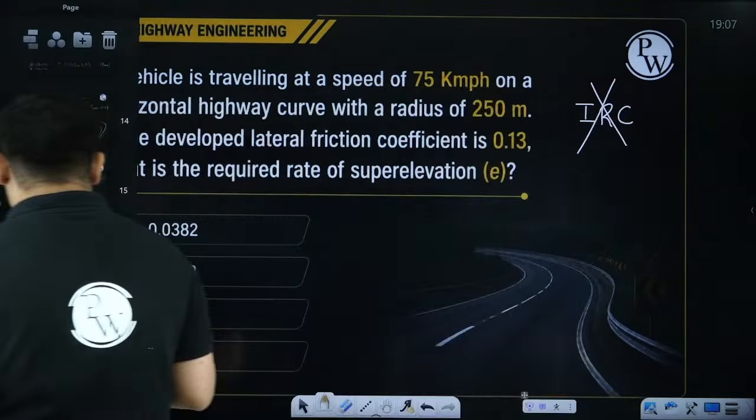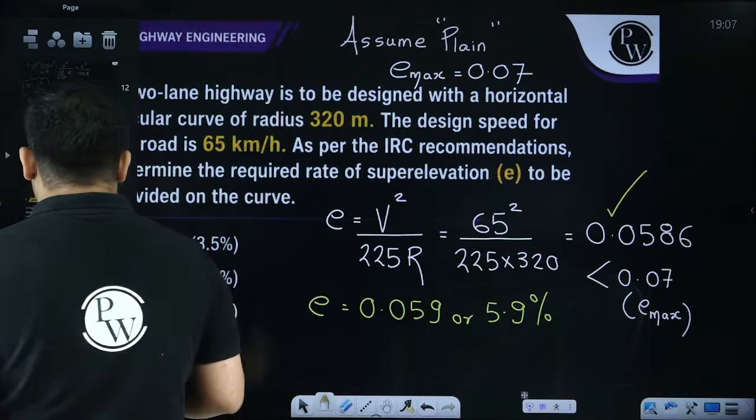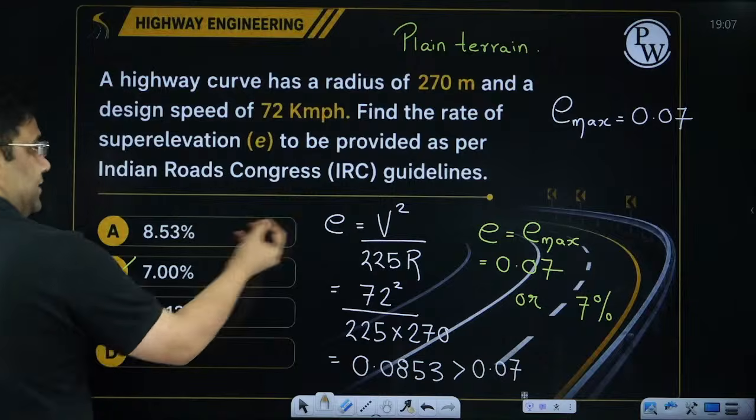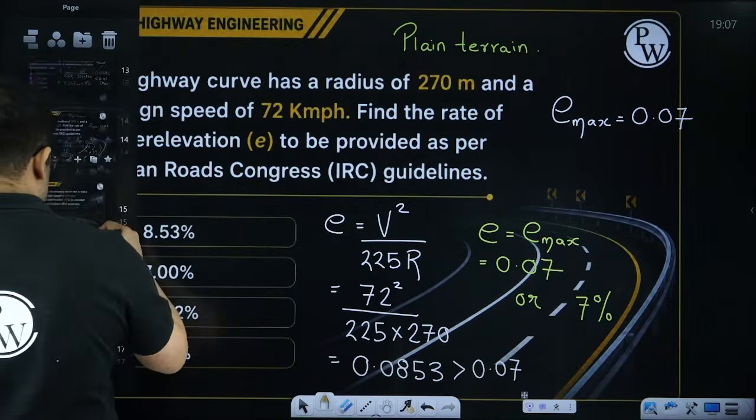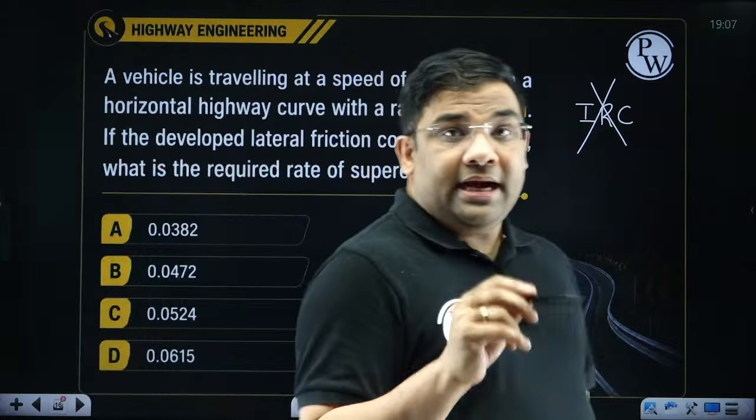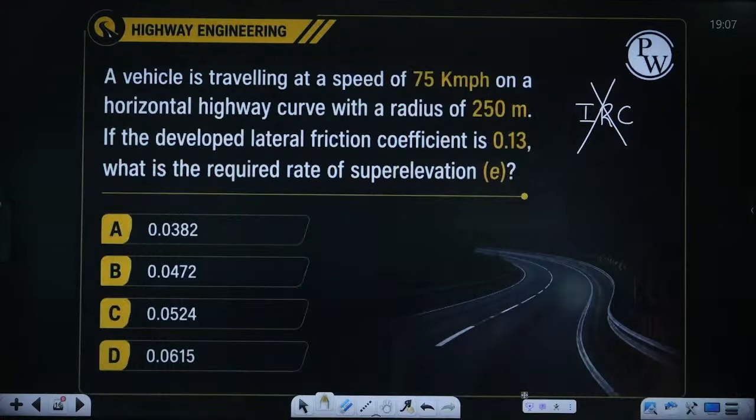You see, the previous two questions mentioned IRC, right? "As per IRC recommendations." Here it was mentioned IRC. But here it is not as per IRC. First thing, it is not as per IRC. And then it is written that friction is developed. What is written? The developed lateral friction coefficient is given.